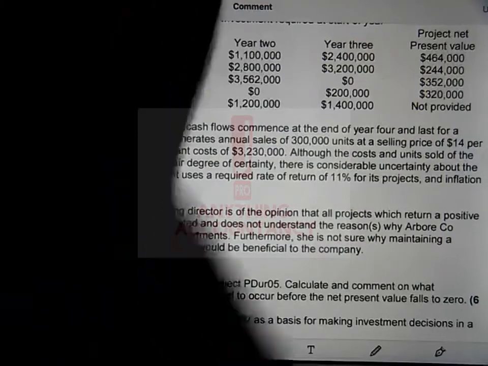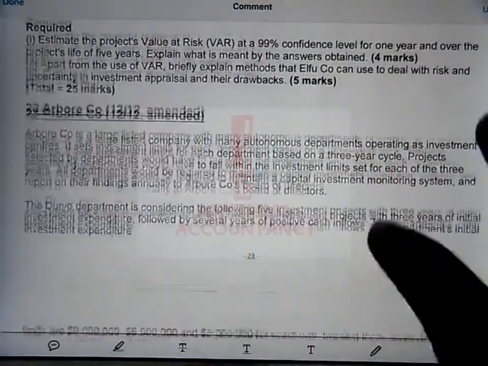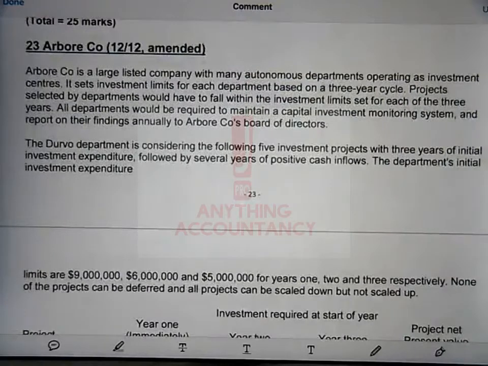Okay, I think I better go through this question with you. Actually, the question is not that heavy. Arbore is a large listed company with many autonomous departments operating as investment centers. It sets investment limits for each department based on a 3-year cycle. Projects are selected by departments who have to fall within the investment limit set for each of the 3 years. All departments will be required to maintain a capital investment monitoring system. Okay, that's the one that the examiners already asked you about, and report on their findings annually. A capital investment monitoring system is kind of like the benefit analysis that you study in P3, the benefits management system. That means, do they deliver the benefits that you're supposed to deliver?